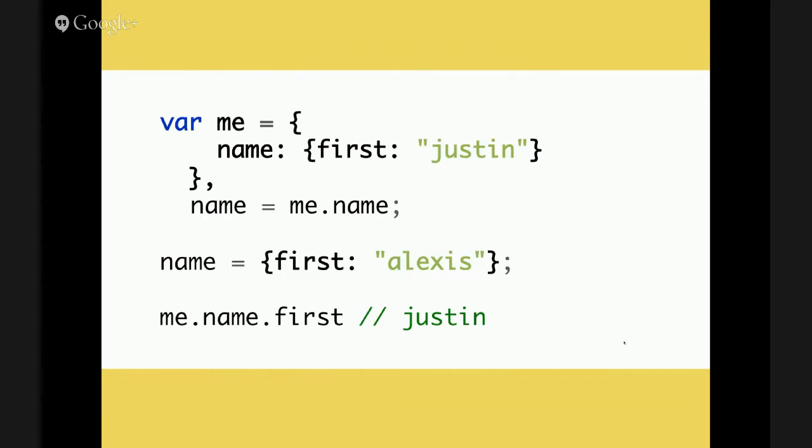We're going to create a name variable and then set that to me.name, right here. So we're also creating a name variable and setting it to me.name, which you would think, okay, well, name is then Justin. But then we're going to set name to an object that's first Alexis. Why is me.name.first still Justin, even though we changed what name is? Well, we're going to talk about that.